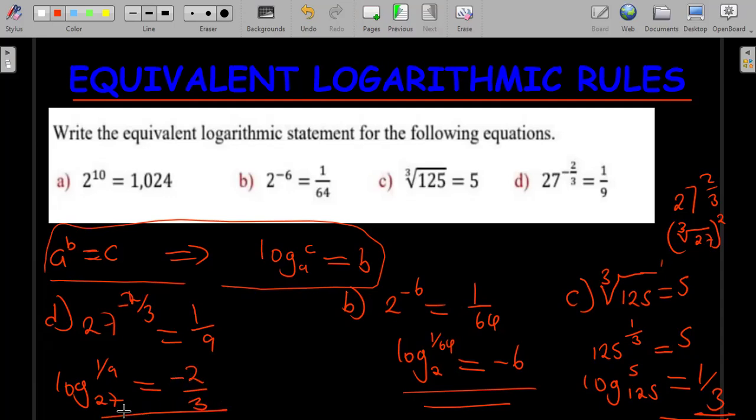So those are the rules when it comes to logarithmic expressions.